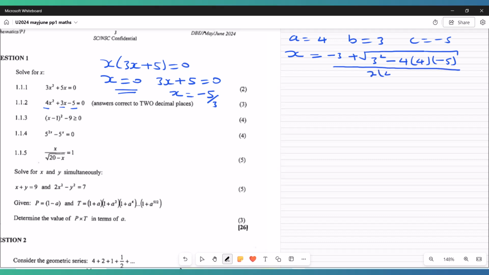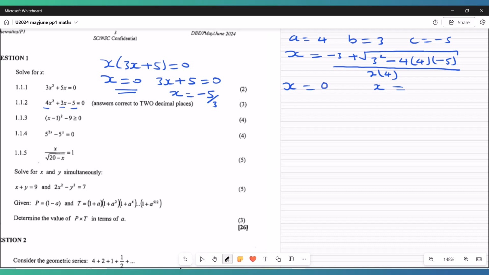Now our a is 4, so if you get a calculator and punch in here, you're going to get 2 x values. Just check them out. Punch in with me, beginning with the fraction button: negative 3 plus square root of 3 squared minus 4, brackets, 4, brackets, negative 5, close bracket, divided by 2a, which is 8. Here it gives me 0.8 if I use a plus.